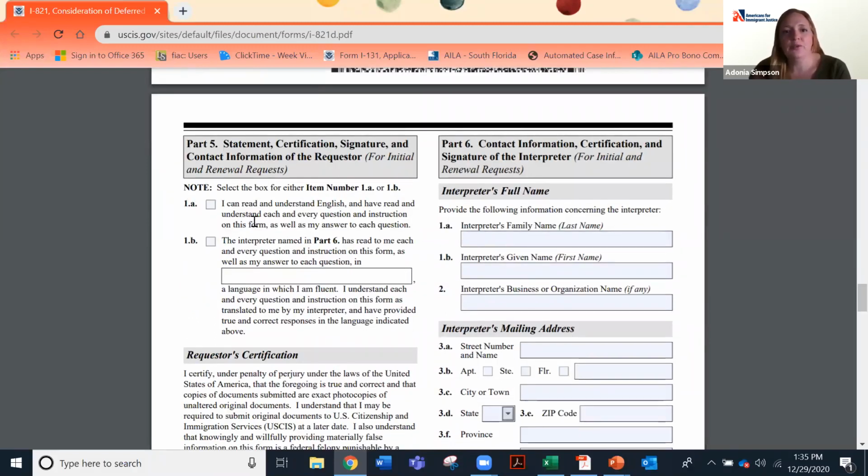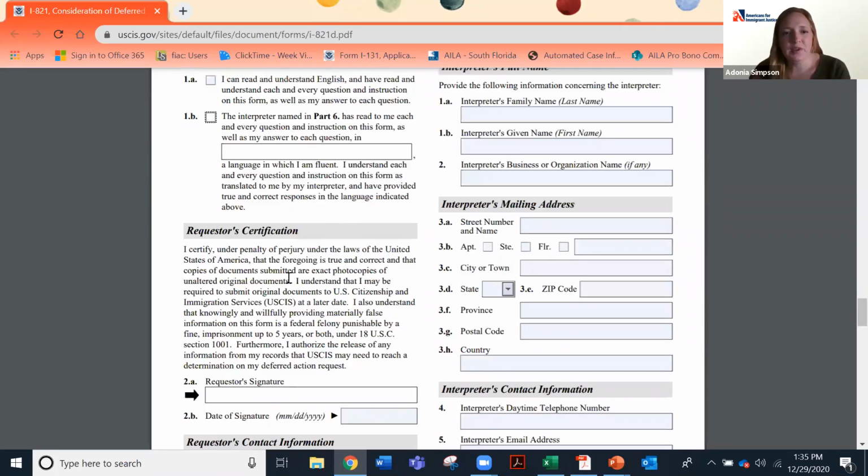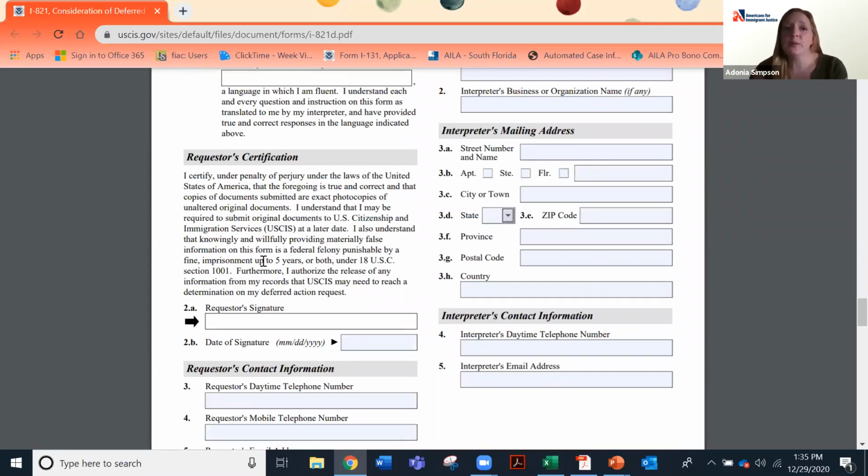If you are able to read and understand English, you would click this box. For some reason, if you are using an interpreter, you would indicate it in 1B and indicate the language with which the interpretation was provided. Okay, you are the requester. You are the person that is applying for the benefit. And please note that here, when you sign this, you are certifying under penalty of perjury that everything in the application is true.